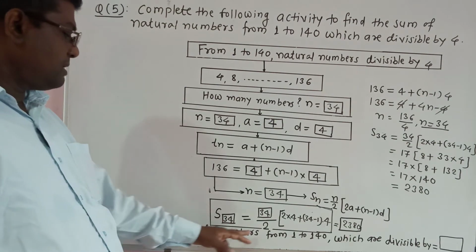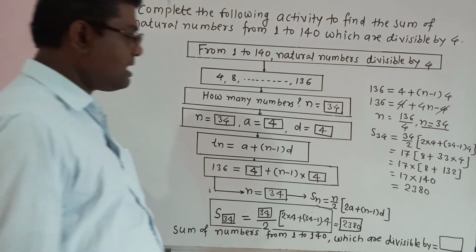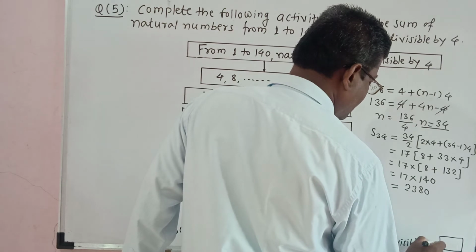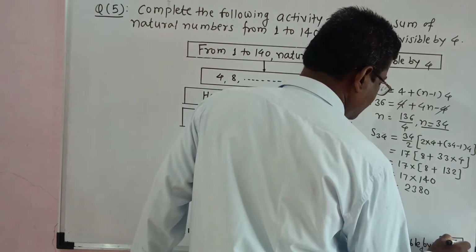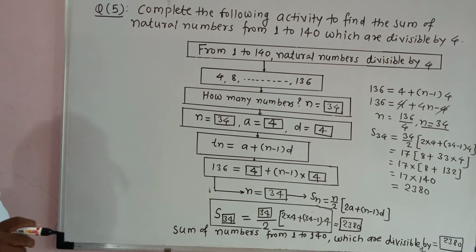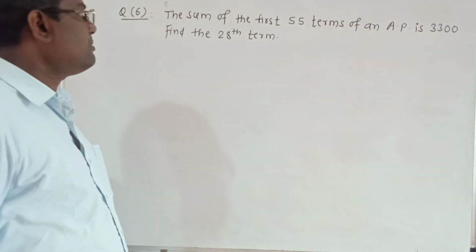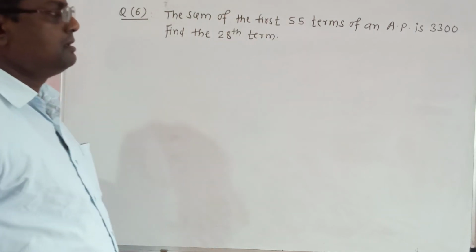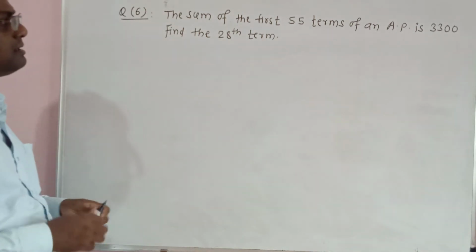Therefore the sum of numbers from 1 to 140 which are divisible by 4 is equal to 2380. This is our answer. Question number 6. The sum of the first 55 terms of an AP is 3300. Find the 28th term.